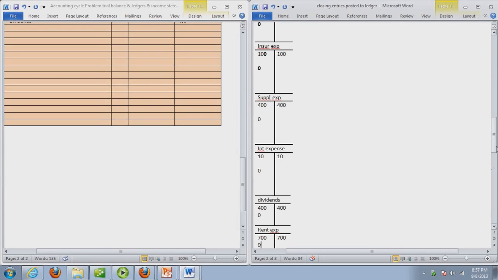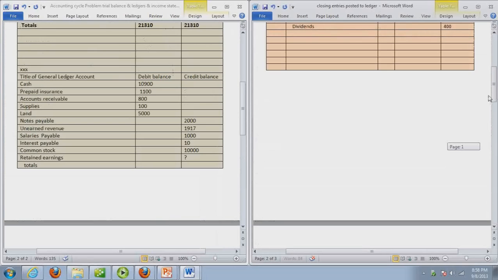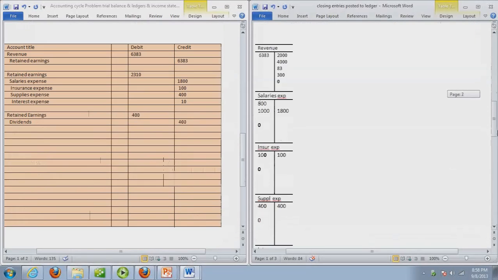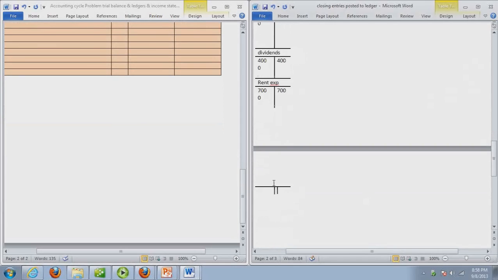So once you go back and do your last trial balance to check your math and your totals, what you'll notice is what's left is really your accounting equation. Your permanent accounts are left. We did not touch any of the assets, liabilities, or common stock. And retained earnings, so the question is, what should retained earnings be? If we look down here, retained earnings, we forgot to close to retained earnings.